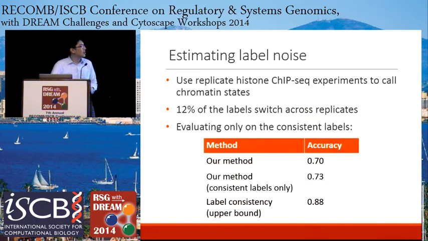So one limitation that we notice is that these labels are not ground truth. They are actually noisy, and we can use data from replicate histone ChIP-seq experiments to estimate the noise in these labels. And when we did this, we noticed that approximately 12% of the labels actually switch across replicates. And when we evaluate our method only on the consistent labels, we find that we get a boost in our accuracy. So we are doing pretty well considering that this consistency between replicates gives an upper bound of the accuracy.